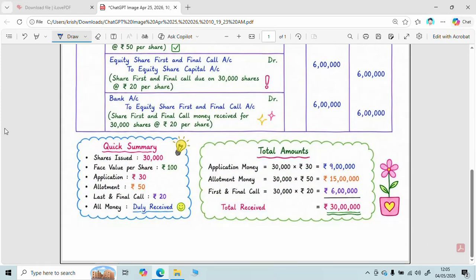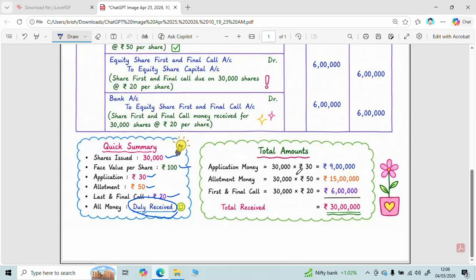First of all, we have to make a quick summary of the problem this way. Here is the quick summary. The company is issuing 30,000 shares and the face value of each share is 100 rupees. Through the application, they are collecting 30 rupees, through the allotment 50 rupees, and through the first and final call money 20 rupees. All the money was duly received. There are no calls in arrears.